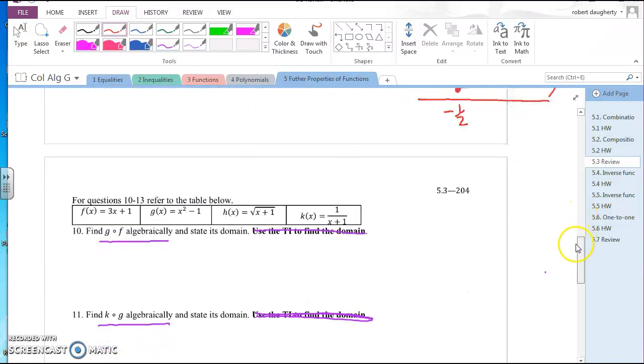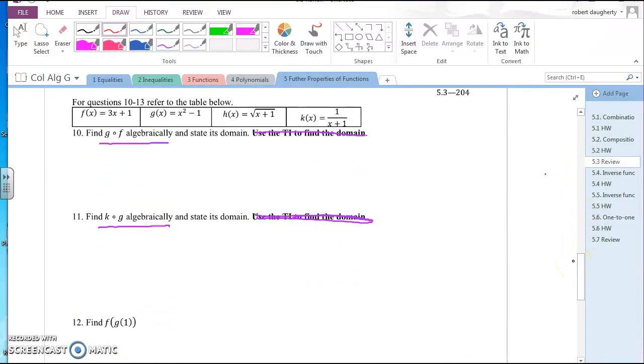So that's the end of page 1. We'll take a break. We'll come back to page 2.